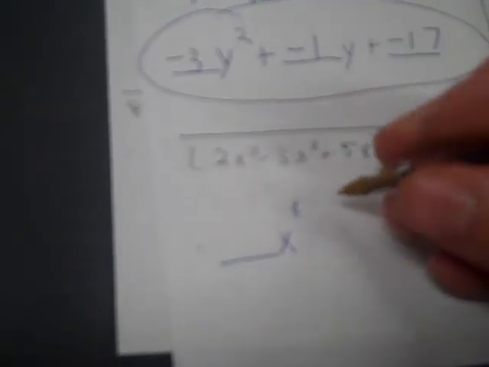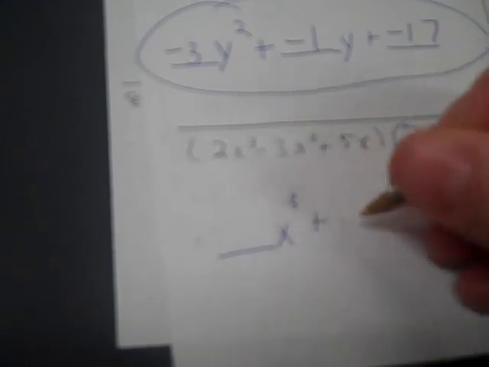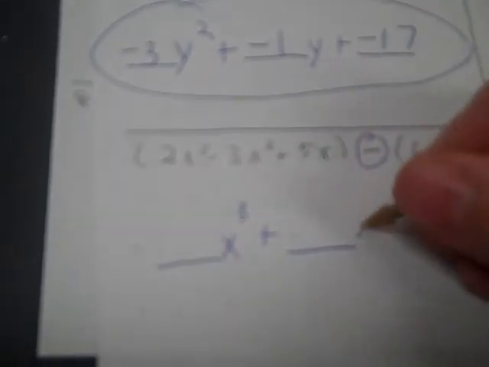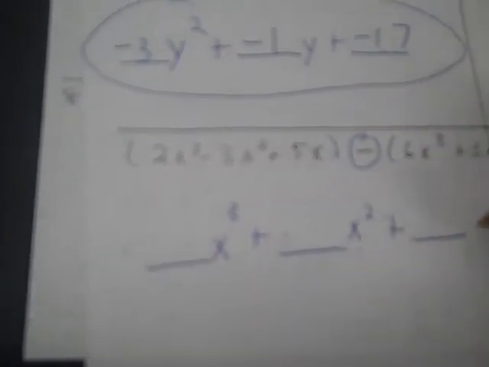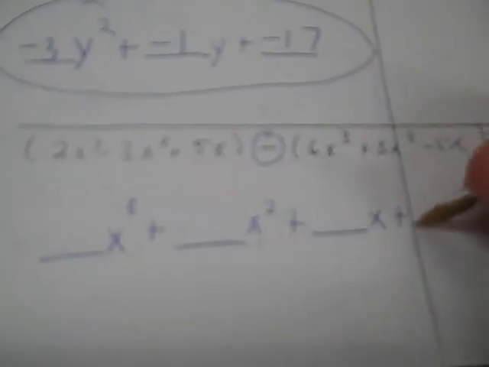Okay, 2x to the third minus 3x to the second plus 5x, and then we have a minus operation. And then 6x to the third plus 3x to the second minus 5x. All right, so I'm looking through here, and I've got x third, x second, x third, x second, x. So x is the variable, and the highest power I have is the third power in the whole thing. Plus blank, and then x to the second plus blank, and then x plus blank.